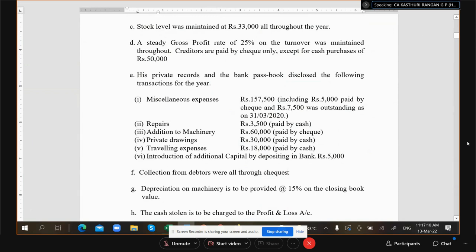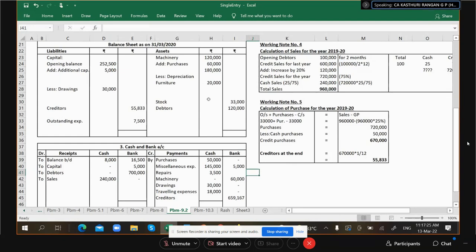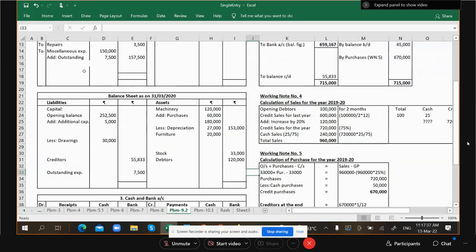Collection from debtor all through check. Already we noted that we made the collection from debtor by check only. Depreciation on machinery to be provided at 15% on the closing book value. So the closing book value is 1,80,000. On that 15% will be 27,000. So outer column will be 153,000. And where will you put the depreciation? In the P&L, to depreciation on machinery, 27,000.